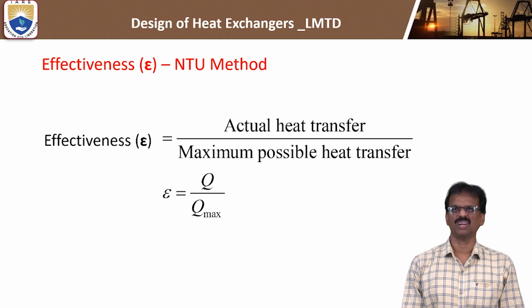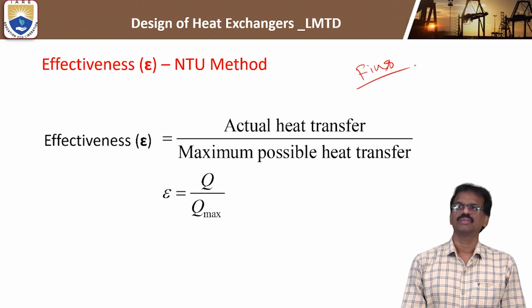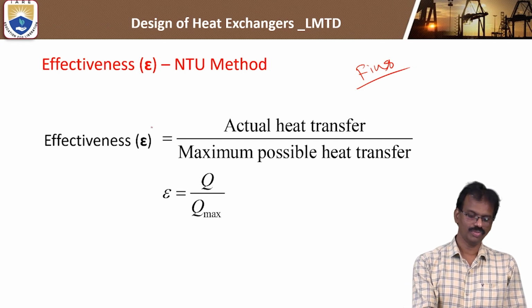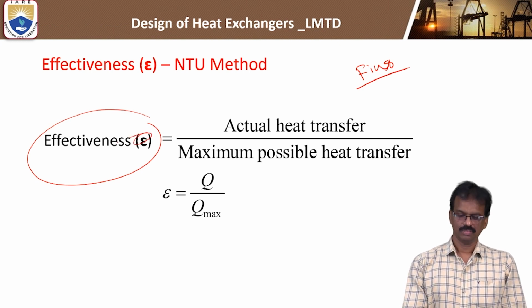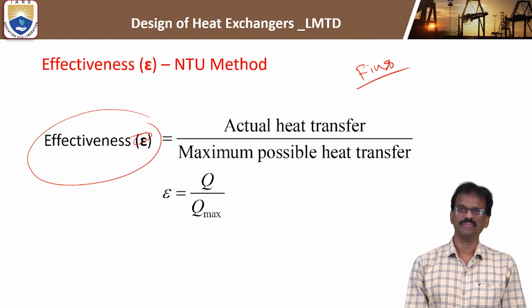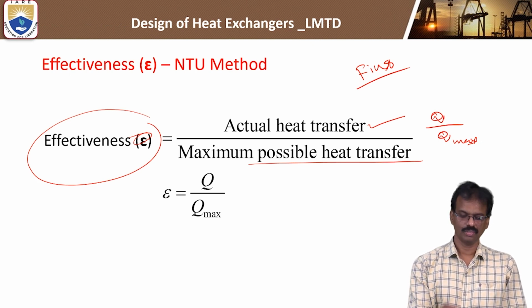You know the formula of effectiveness, which we already saw in the topic of fins. It is represented by epsilon: effectiveness is equal to actual heat transfer divided by maximum possible heat transfer. Actual heat transfer is Q, and maximum possible heat transfer is simply represented by Q max. There are some formulas to find Q and Q max also.